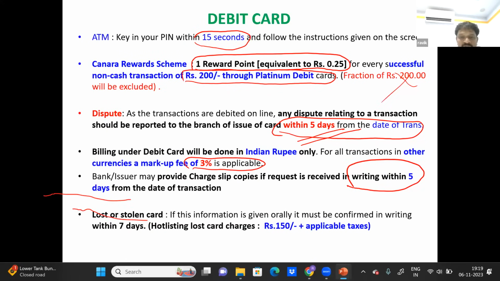Then lost or stolen card. If any card is lost or stolen, the customer can give this information orally first. But remember, after giving it orally, they have to give written confirmation to the branch within 7 days. And hot listing charges are 150 rupees plus applicable charges.